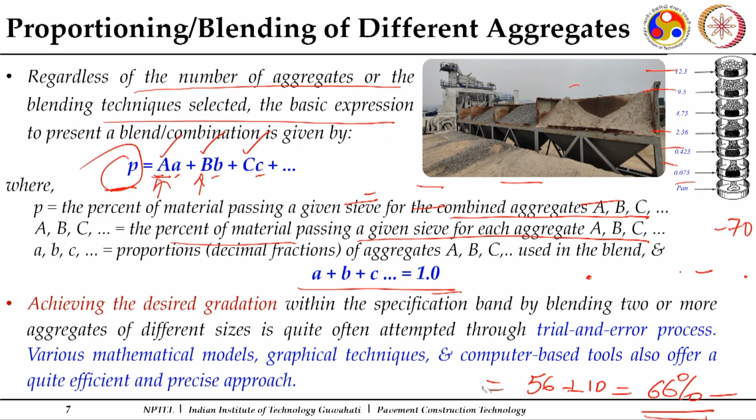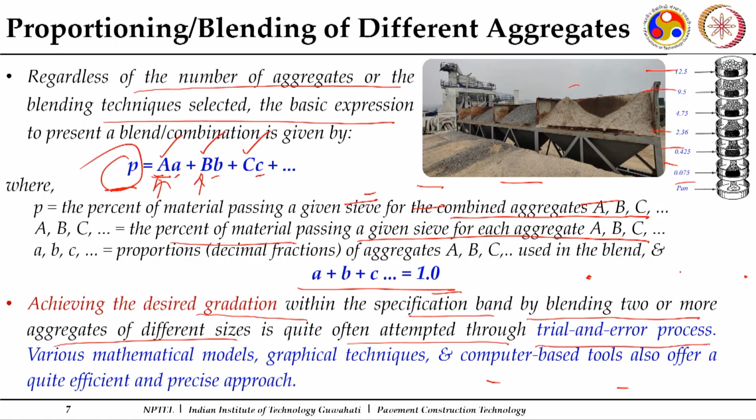This is an important part of your mix design exercise, that you always like to see in what manner you can combine the materials, or proportion the material, to achieve your target gradation. Achieving the desired gradation within the specification band by blending 2 or more aggregates of different sizes is quite often attempted through trial and error.